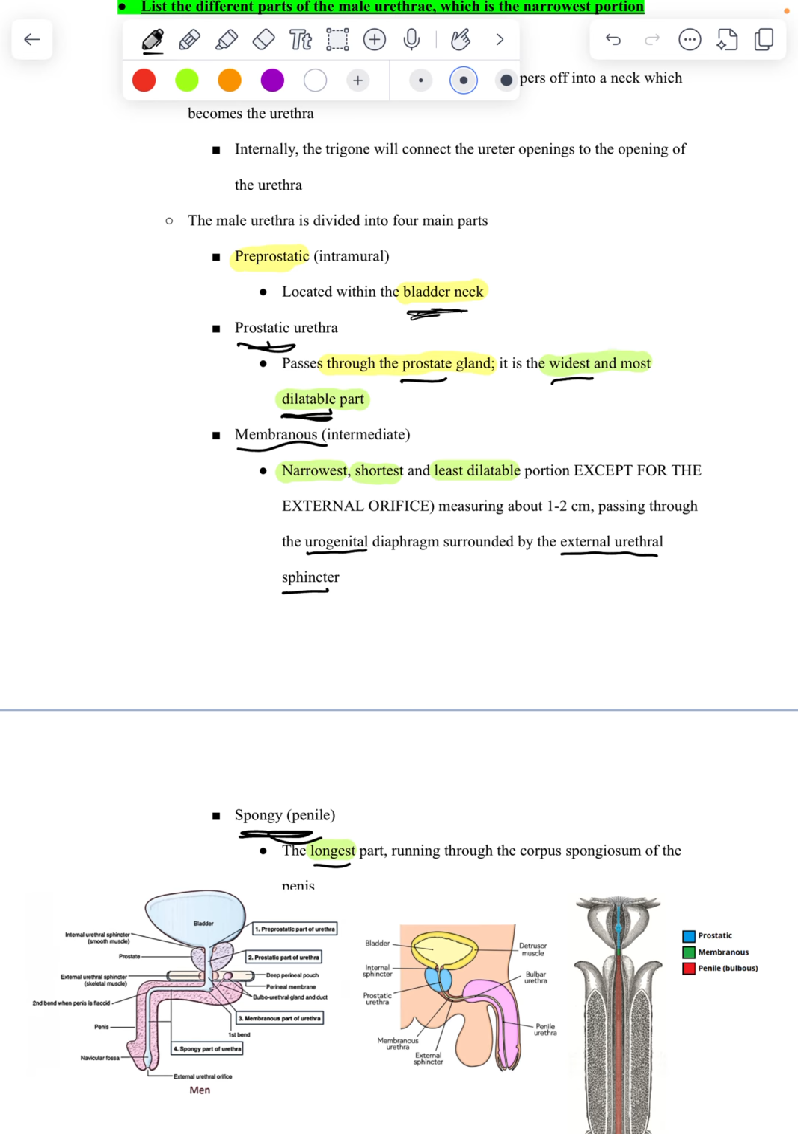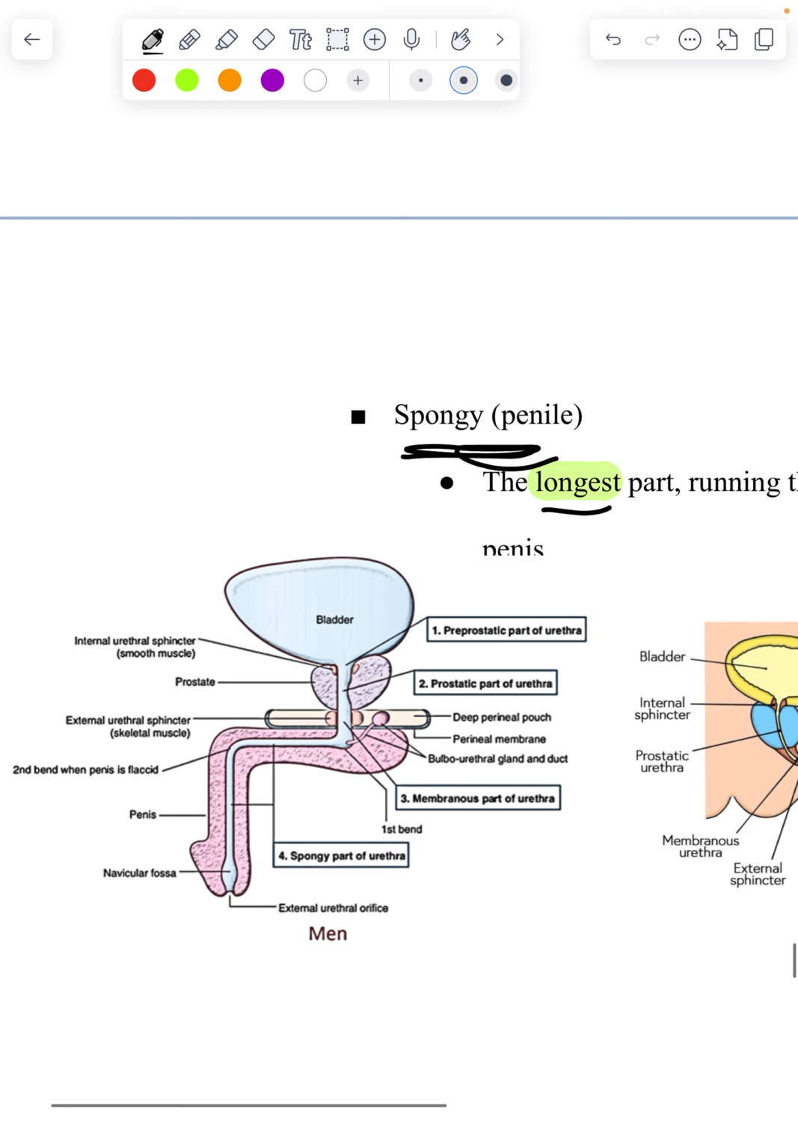The membranous is the narrowest, shortest, and least dilatable. So when you actually look at the pictures, right here at the neck of the bladder, we haven't gotten into it yet, pre-prostatic. Prostatic literally runs along the prostate. Membranous is going to be the narrowest, least dilatable part right here. And then the spongy is the one that goes all the way and is the longest part.